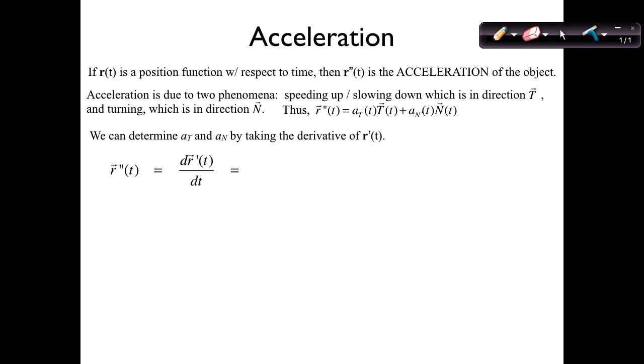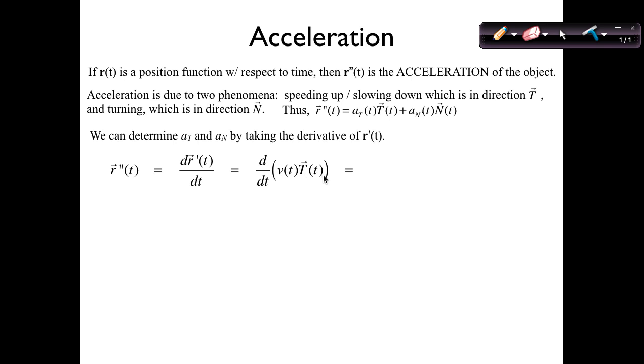And how can we represent the r prime function? Well, it's really the speed times the unit tangent, right? By v, I mean the magnitude of r prime. So I'm calling that the velocity function, the speed function. So now I'm taking the derivative of the speed times the unit tangent.